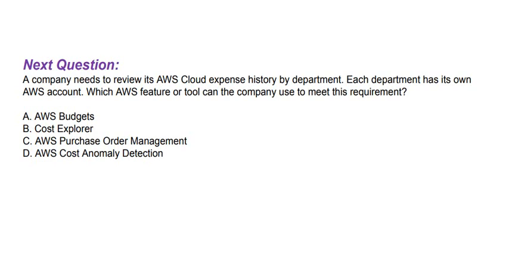Next question is, a company needs to review its AWS cloud expense history by department. Each department has its own AWS account. Which AWS feature or tool can the company use to meet this requirement? Option A, AWS Budgets. Option B, Cost Explorer. Option C, AWS Purchase Order Management. And option D, Cost Anomaly Detection. The correct answer is option B.